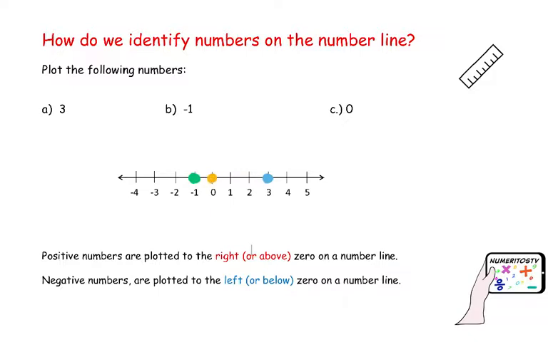So, positive numbers are plotted to the right of 0. 0 is positioned here, mostly in the middle. And the negative numbers are going to be plotted to the left of 0. Sometimes our number lines are not horizontal, they are vertical. So positive numbers are going to be plotted above if our number line is vertical, and negative numbers will be plotted below if the number line is vertical.